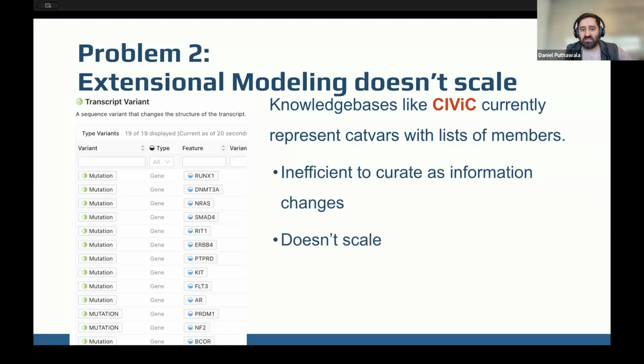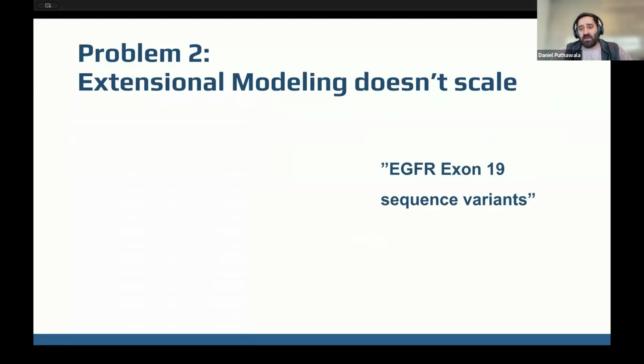It's inefficient to curate as information changes because you have to go back and update all those records. And a lot of categorical variants are so large that this just is not plausible. So if we talk about the categorical variant EGFR exon 19 sequence deletions, for example, there's about 10 to the 125 possible members of that.